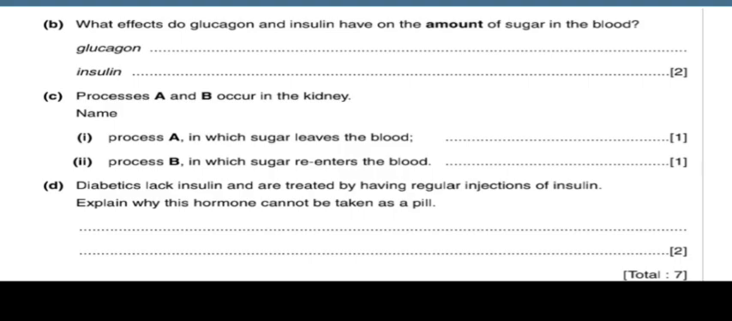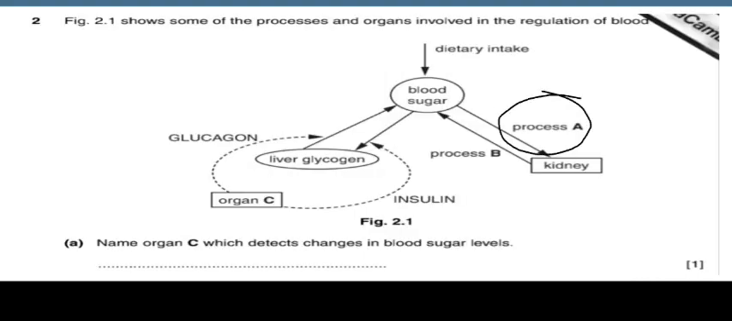So let's come back to the diagram. We have this A here. The sugar is leaving the blood. So what process is that? The process is called ultrafiltration, and this ultrafiltration occurs at the point called the glomerulus. Once it is filtered out, it is called the glomerular filtrate.